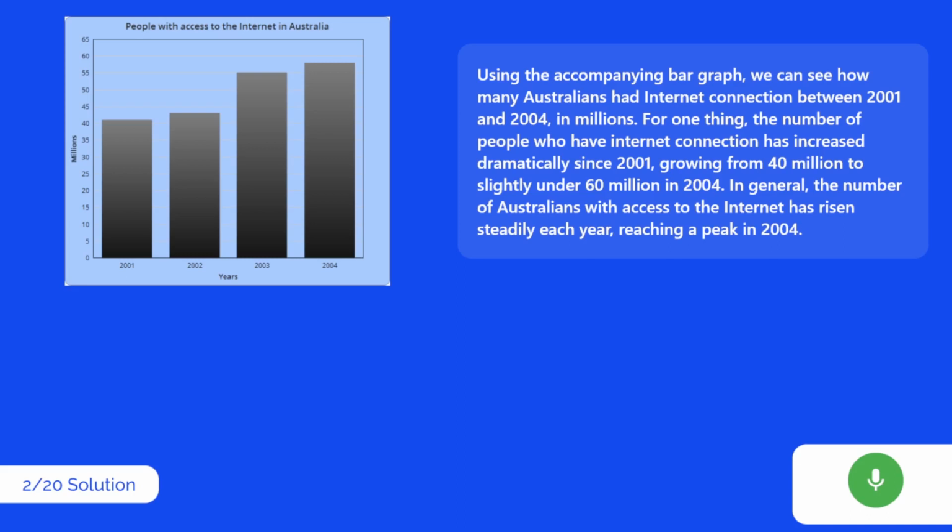Using the accompanying bar graph, we can see how many Australians had internet connection between 2001 and 2004, in millions. For one thing, the number of people who have internet connection has increased dramatically since 2001, growing from 40 million to slightly under 60 million in 2004. In general, the number of Australians with access to the internet has risen steadily each year, reaching a peak in 2004.